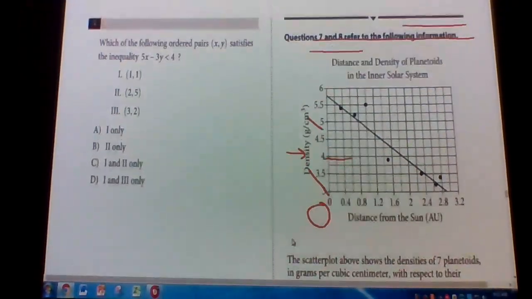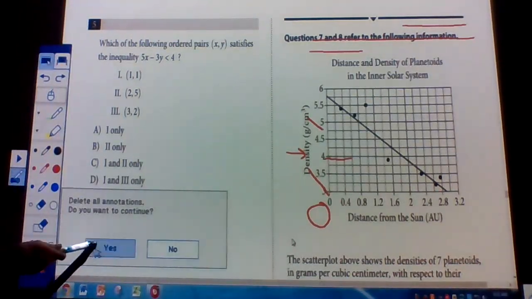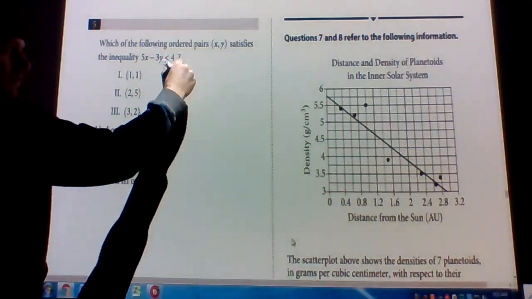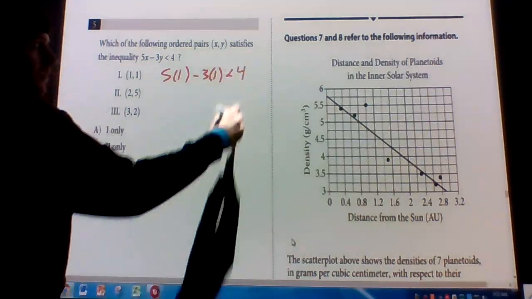Okay, number 5, which of the following ordered pairs satisfies the expression? So we just want to plug in all 3 and see if they work. So 1 and 1, that's x is 1, y is 1.